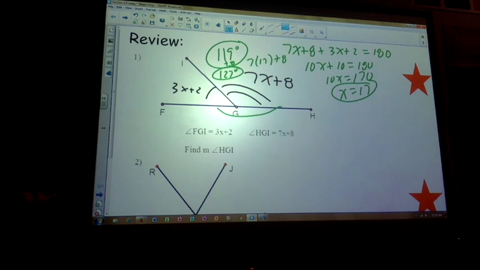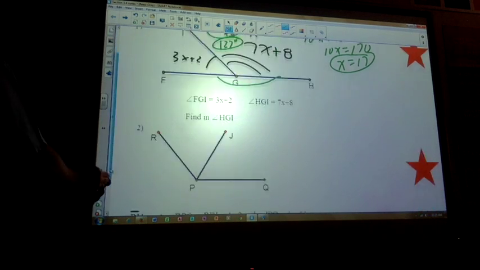All right, so 127 is that angle. If we want to find the other angle, 180 minus 127. 53, but it didn't ask for it, so let's not worry about it. All right, move down a smidge.